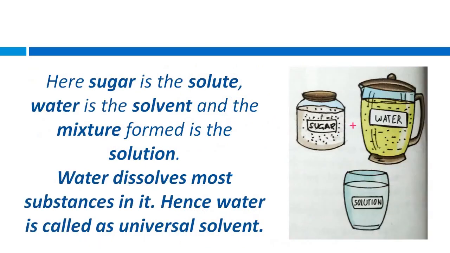Now look at the diagram. When you add some sugar into water, then you form the sugar solution and you find that sugar completely dissolves in water. So here sugar is solute and the liquid in which we are mixing the solute is solvent. So here sugar is solute, water is solvent and the mixture formed is solution. So sugar is solute, water is solvent, and when you mix them together, that forms the sugar solution.